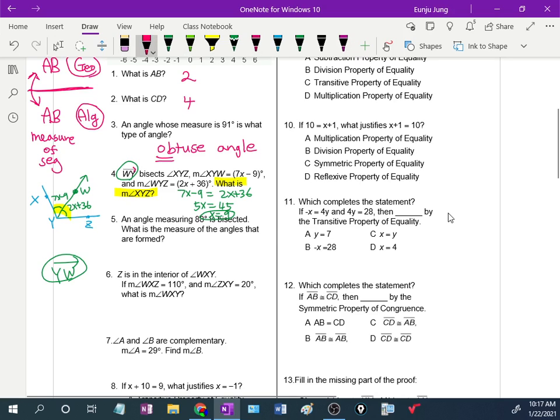So let's plug in. 9 times this, what do you get? 7 times 9, subtract 9, that is 63, subtract 9, 54 degrees. And the other will be also 54 degrees. So my answer will be double of that number, right? So what is the measure of angle XYZ? That's 108 degrees. Make sense?